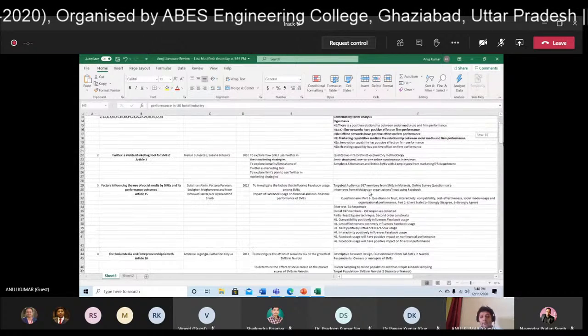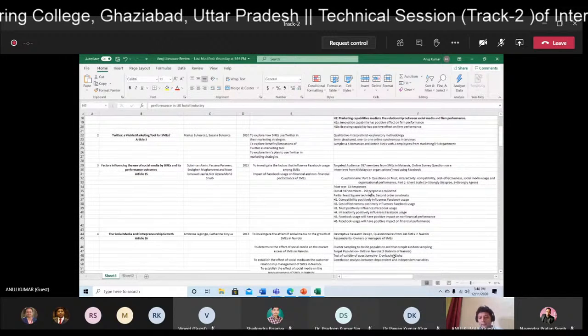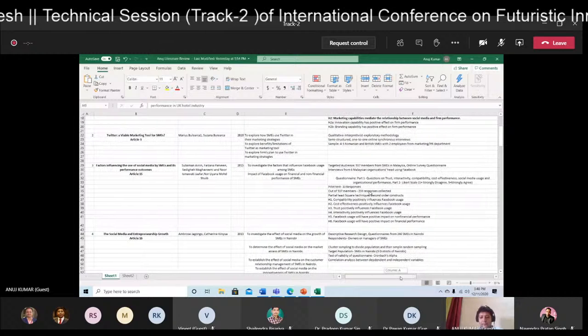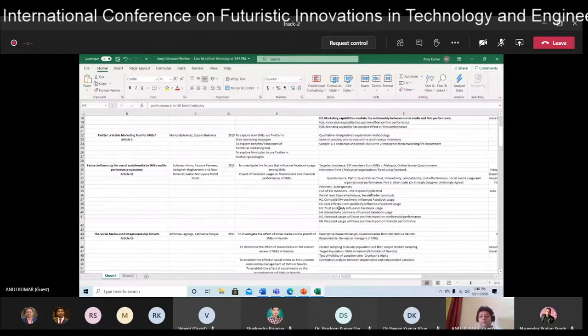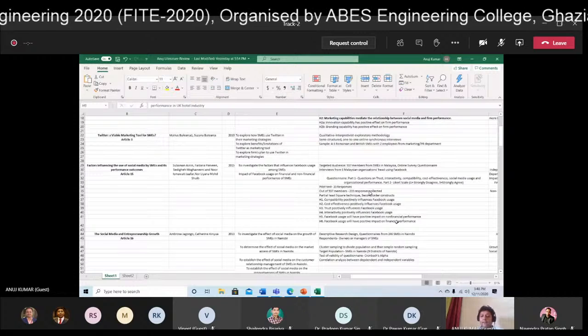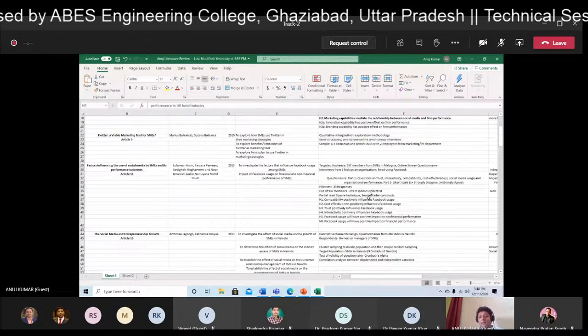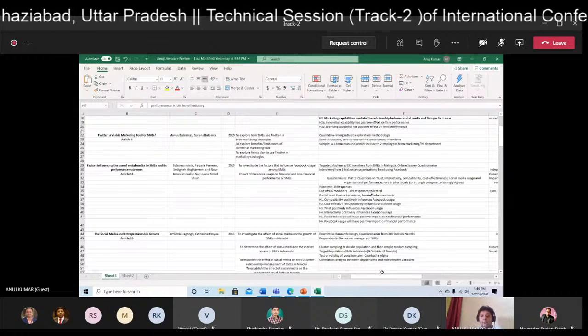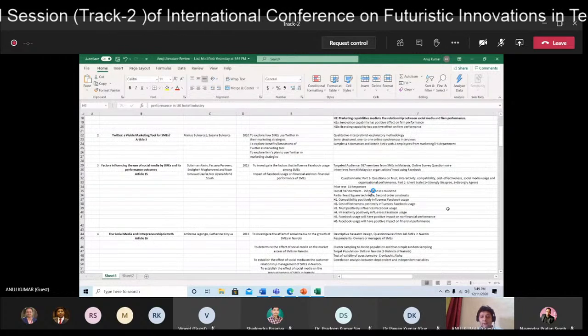This third study is talking about the factors for adoption: compatibility, cost effectiveness, trust, interactivity. Facebook usage will have a positive effect on financial and non-financial performance. This is the effect, but the first four hypotheses are talking about adoption. So our focus is on adoption.